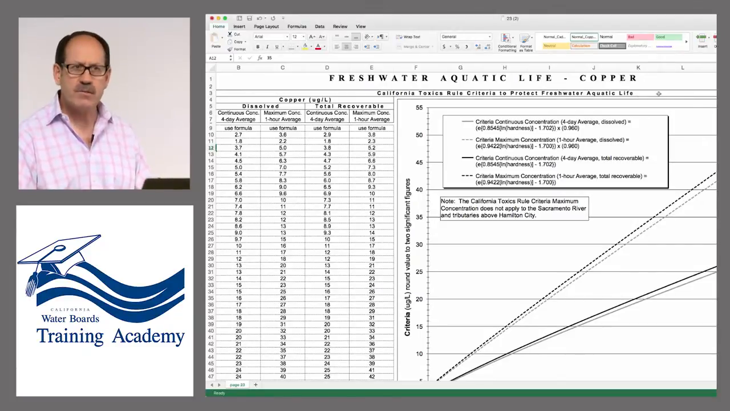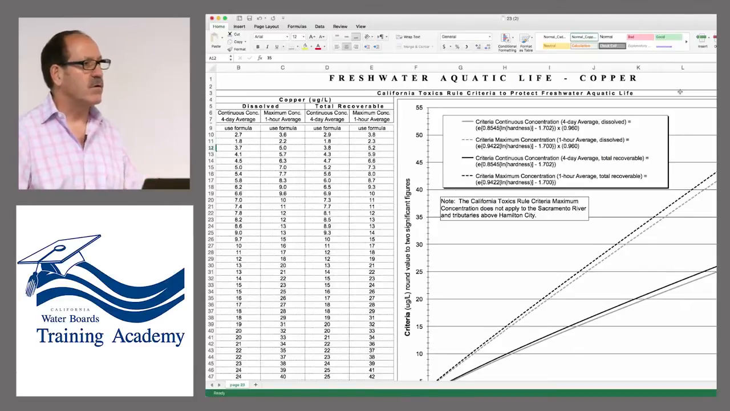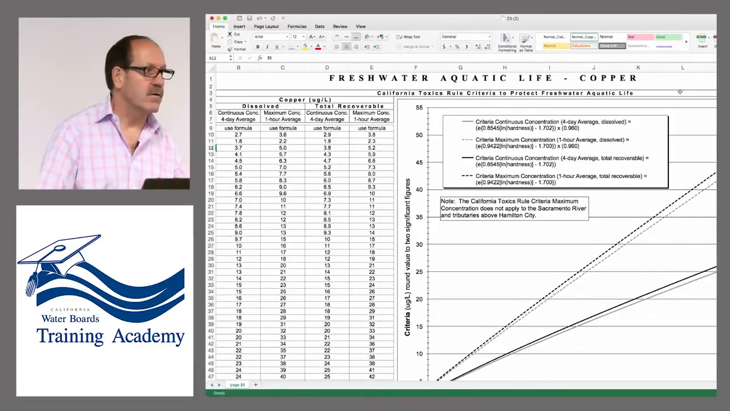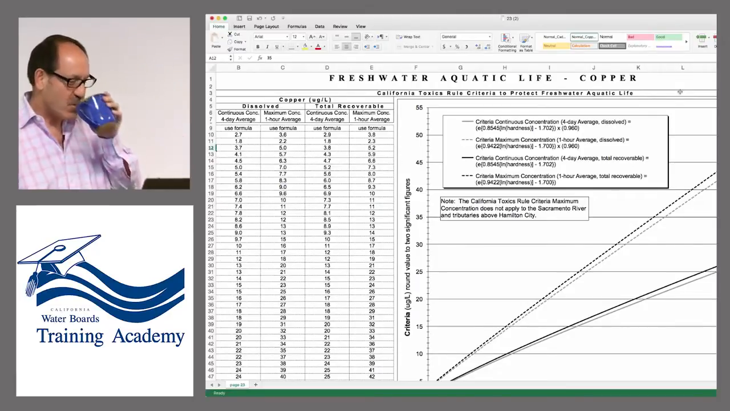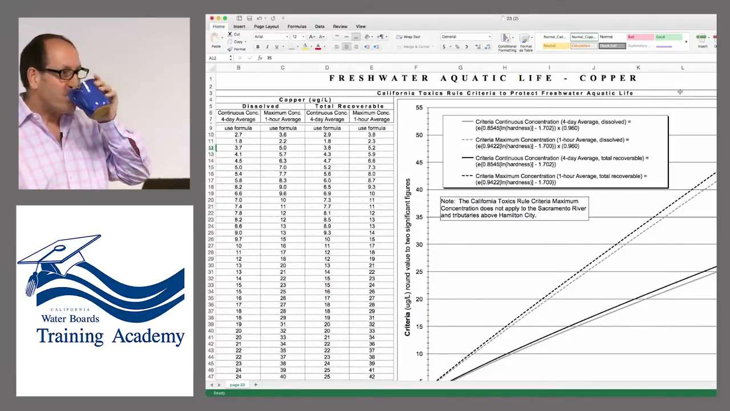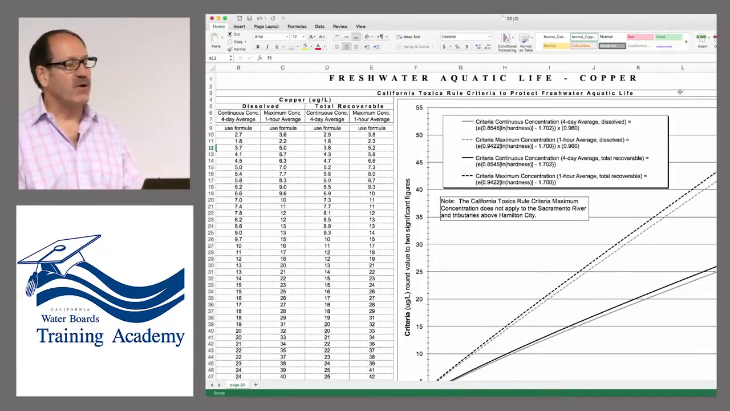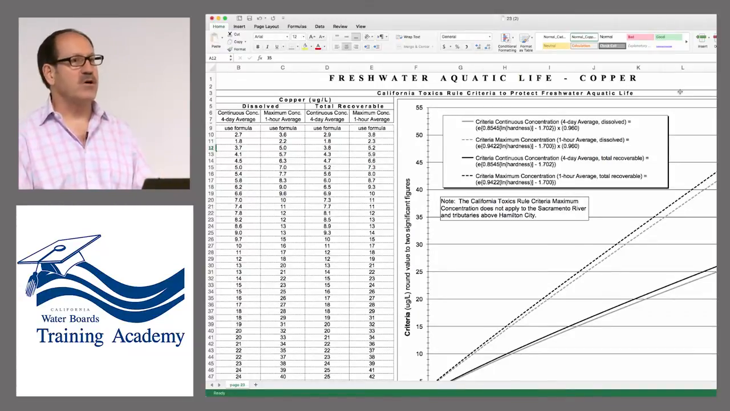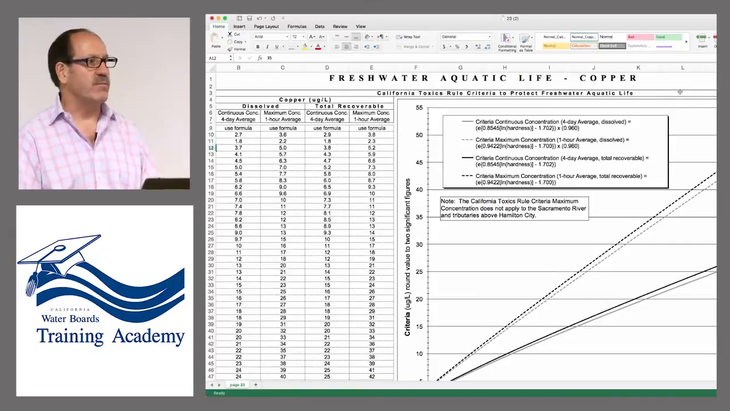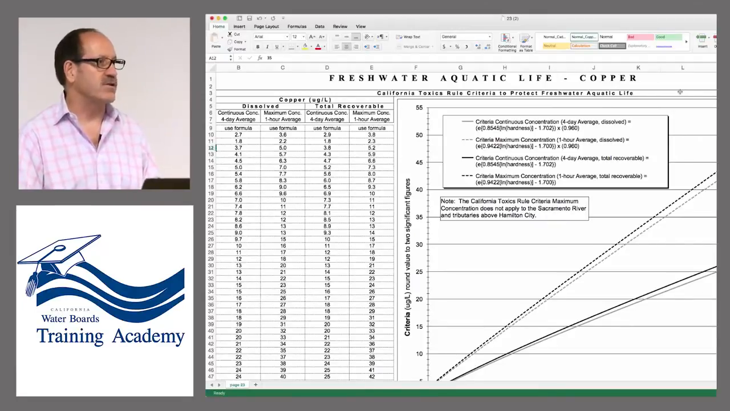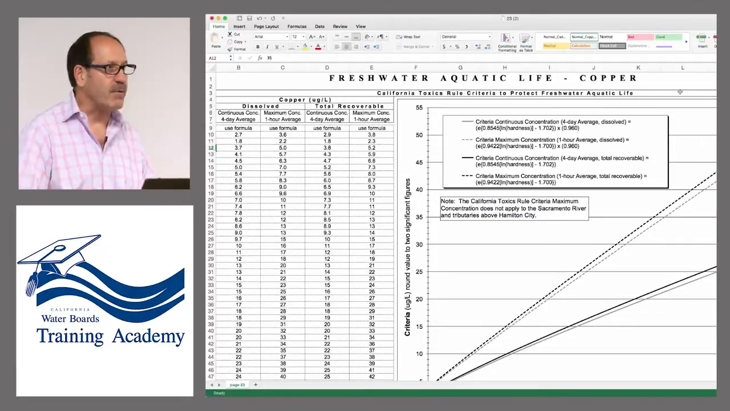Any questions about variation with hardness? Yes? In the permits I've seen in Region 9, we tend to just put the equation as our water quality objective and require people to calculate or to sample for the hardness. So we don't give them a fixed number. Right. In Region 9 in our permits, we put in the formula and let the discharger calculate the criterion on the fly based on what the hardness was when they sampled for copper.